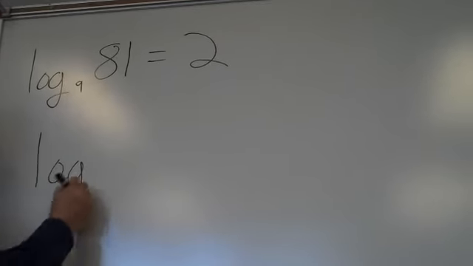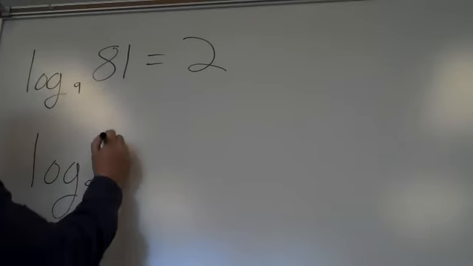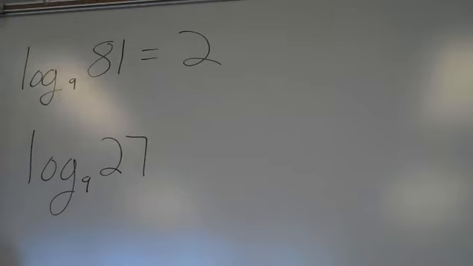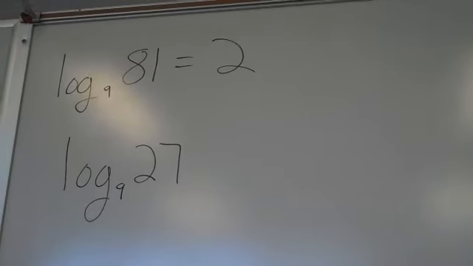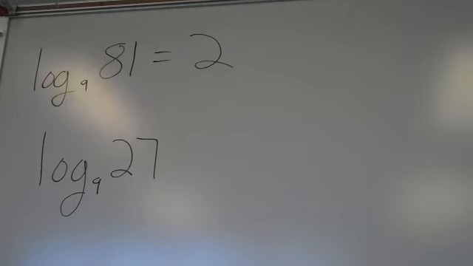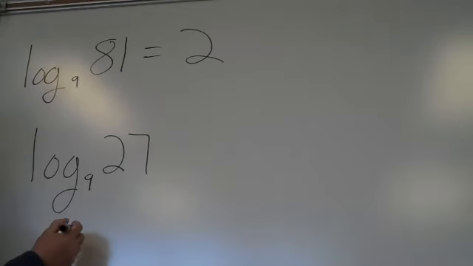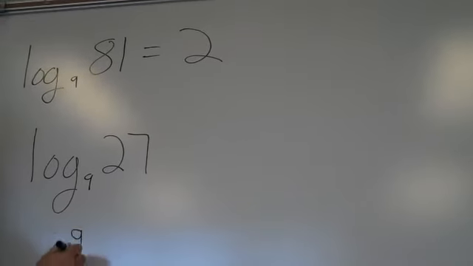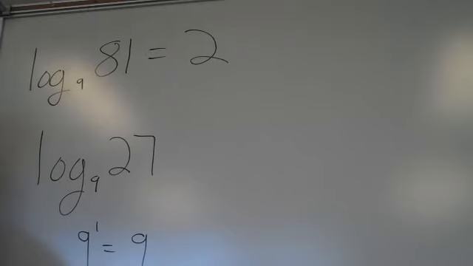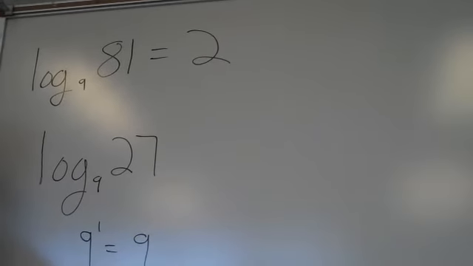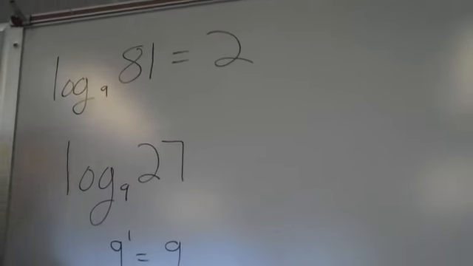All right, let's try this one. Log base 9 of 27. 3? Oh, nope, that's 9 times 3. Okay, 1.5. It's going to be somewhere around there, but we'll have to figure it out. Because 9 to the first is 9, and 9 squared is 81. 1.5.